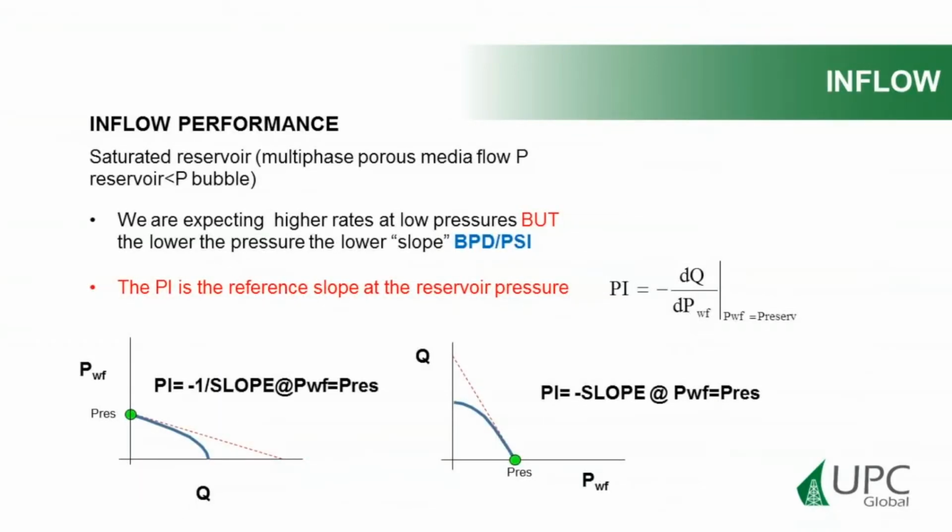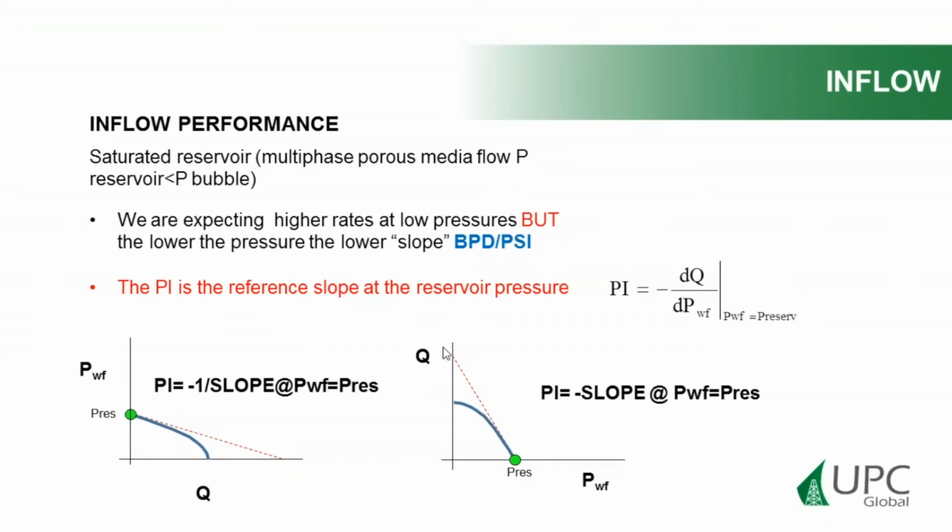Let's talk now about the inflow performance for a saturated reservoir when the reservoir pressure is below the bubble point pressure. In this case, the productivity index is defined at the tangent slope at the bottom hole pressure equal to the reservoir pressure, which is highlighted with the dashed red line. Remember, the productivity index units are barrels per psi, so it is the inverse of the slope.